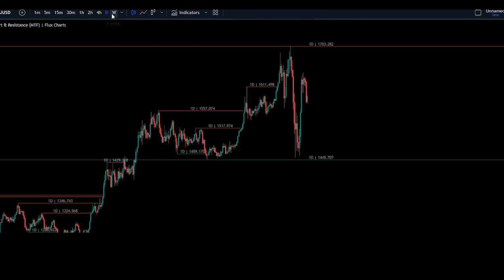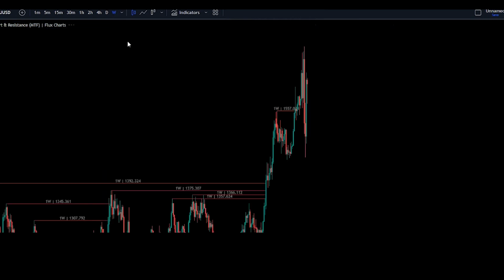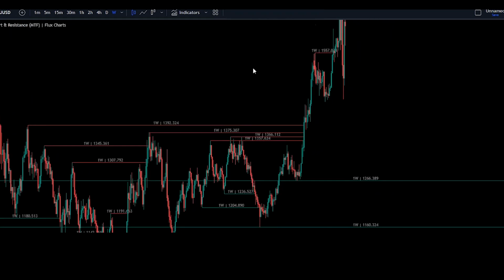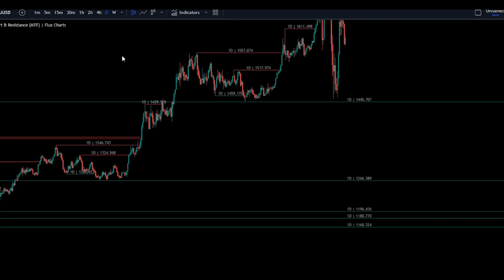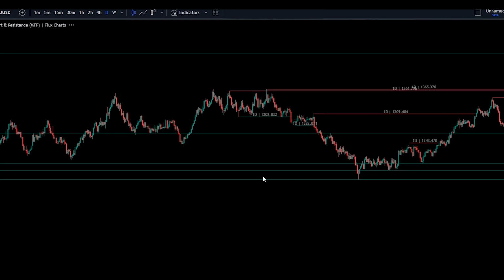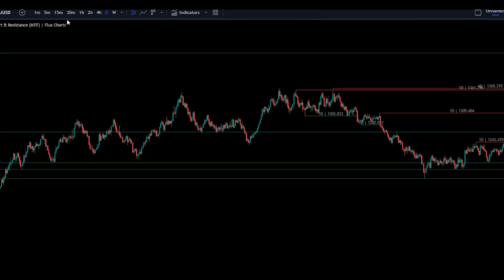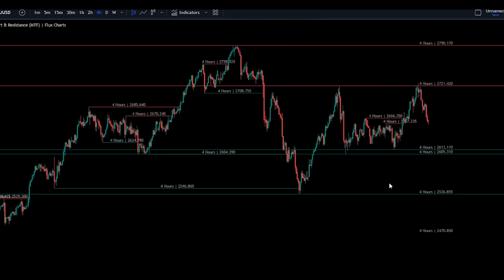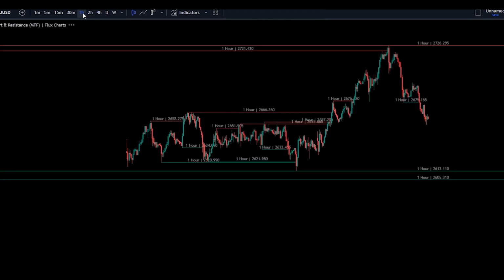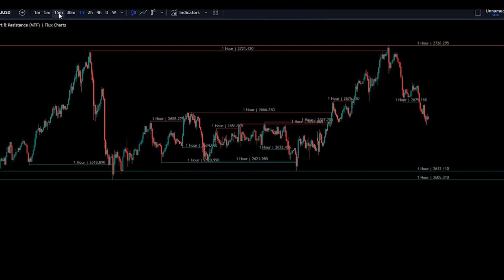One interesting feature of this indicator is that it marks significant support and resistance zones on your chart according to the time frame you are using. But the important question is, which time frame should we use to mark these zones? If you're an experienced trader and have chosen your preferred time frame, you should use the indicator on that time frame. However, if you are a beginner or don't know which time frame to work with, let me guide you.